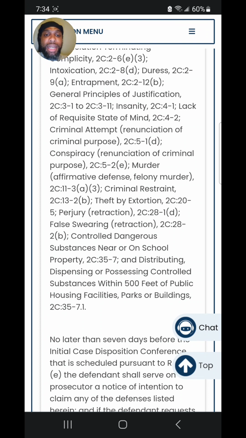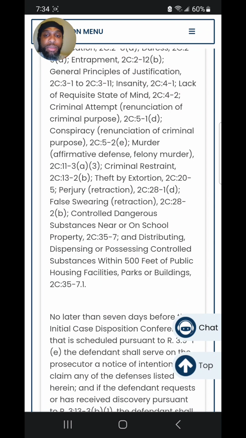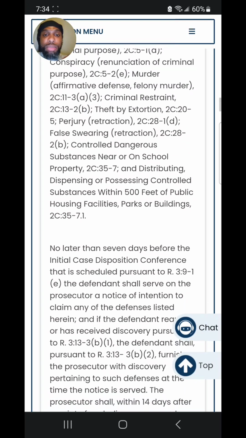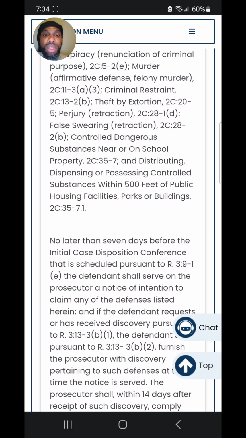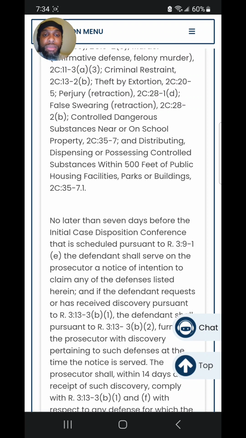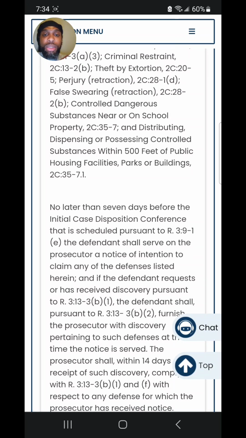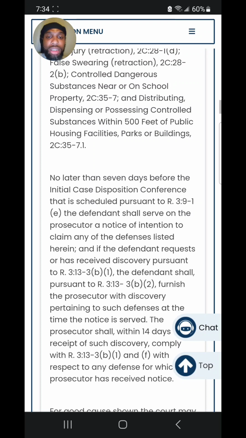Lack of a requisite state of mind, criminal intent, renunciation of criminal purpose, conspiracy, renunciation of criminal purpose, murder, affirmative defense, felony murder, criminal restraint, theft by extortion, perjury retraction, false swearing retraction, controlled dangerous substance near or on school property, and distributing, dispensing, or possessing controlled dangerous substances within 500 feet of public housing facilities, parks, or buildings.